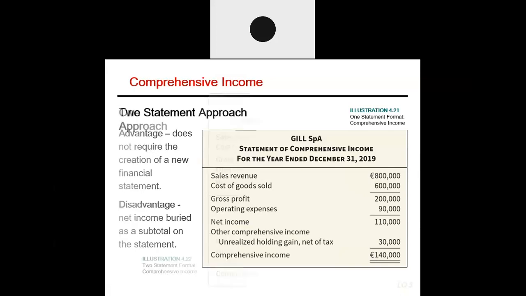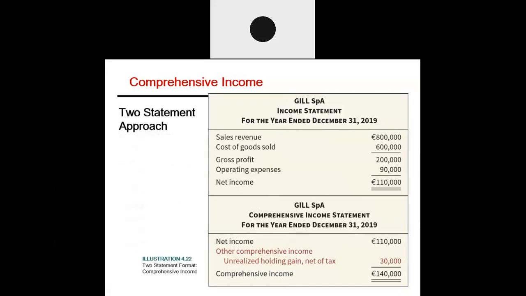The second approach is the separate statement approach. Here you will have two statements. One is the income statement, where you stop at net income, and then you prepare another statement, the comprehensive income statement, which starts with the net income amount, plus or minus the other comprehensive income, so you get comprehensive income at the bottom. From these two statements, you can see clearly how much is the net income, and how much is the comprehensive income.